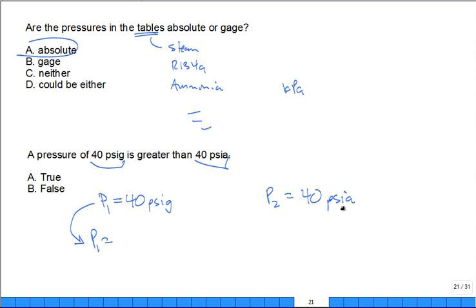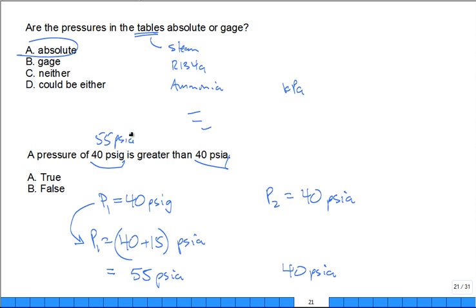Add atmosphere. Atmosphere is about how many psi? About 15. So 40 plus 15. So the first pressure is 55 psia. Now is the question a little easier? Which was a higher pressure, 55 psia or 40 psia? The pressure of 55 psia is greater than 40. I agree.